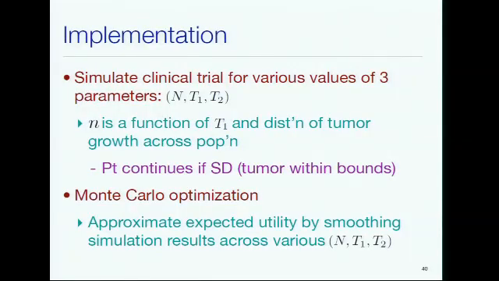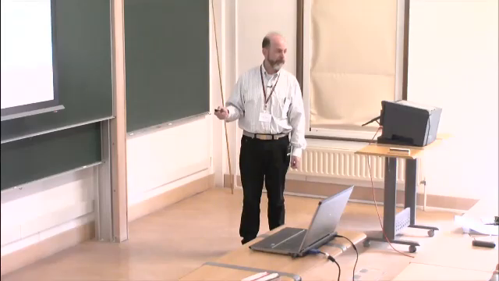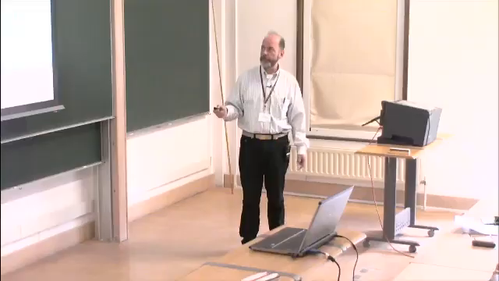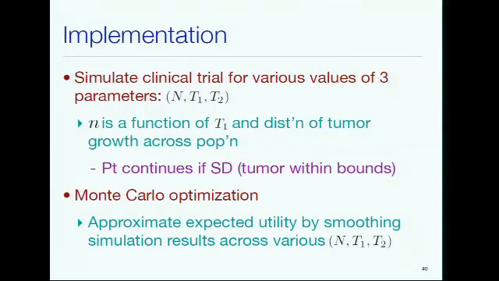So how do we implement that? We're going to simulate the trial for various values of these three parameters: the number we enroll, the duration of follow-up in the pre-randomization period, and the duration of follow-up after randomization. The number who actually get randomized, little n, is a function of T1 and the distribution of tumor growths across the population. So we don't have to put that in there as a design parameter. And a patient will continue if their disease, at the time of evaluation, if the size of the tumor is between some boundary, so that it's considered stable. We use Monte Carlo to optimize the utility function, and I'll show you how to do that in a second.